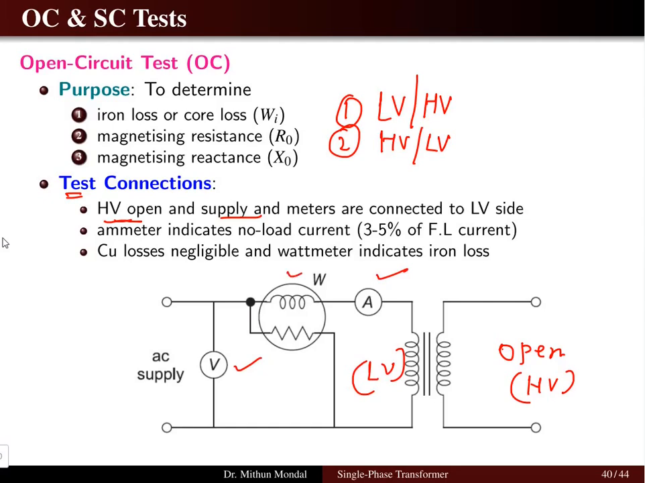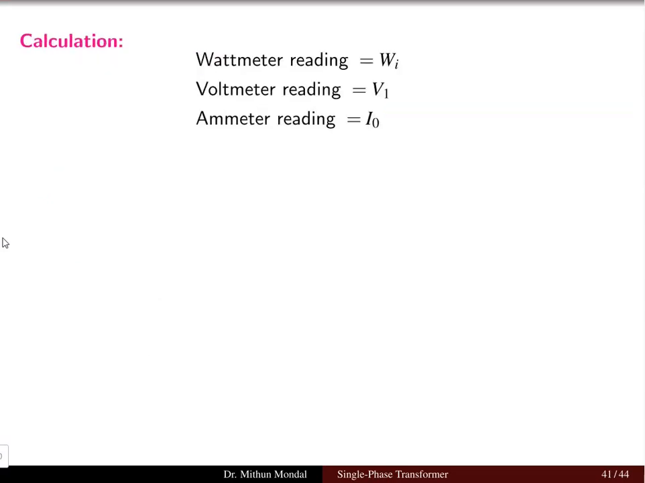Now this ammeter indicates the no load current I0, which is 3 to 5% of the full load current or even less. The copper loss is negligible and the wattmeter indicates only the iron loss. So this W represents only the iron loss in the transformer. These are the readings we obtain after doing the experiment: the wattmeter reading, the voltmeter reading and the no load current I0.